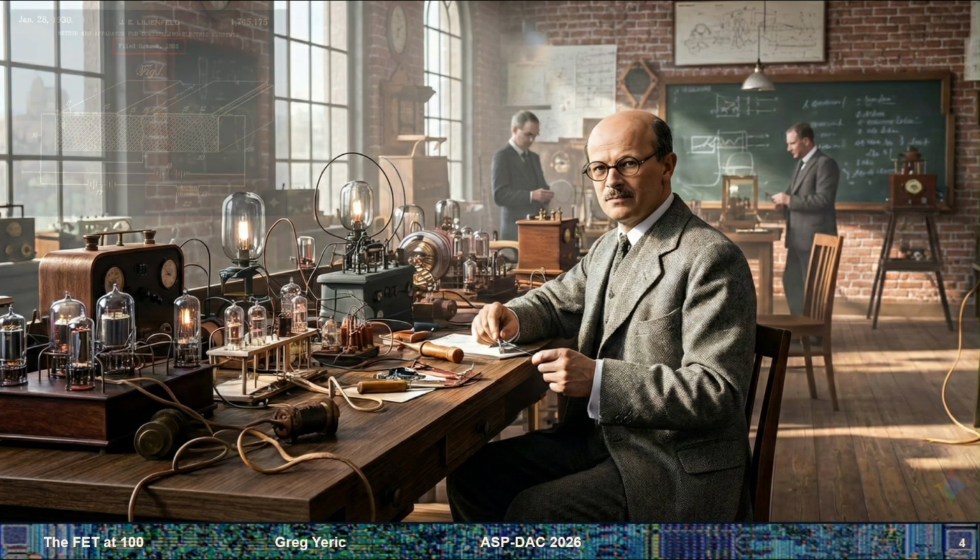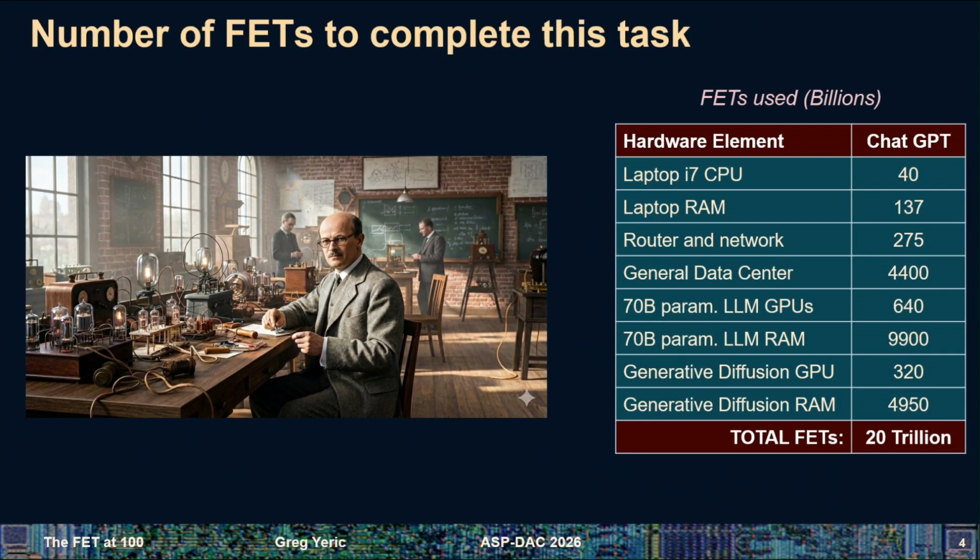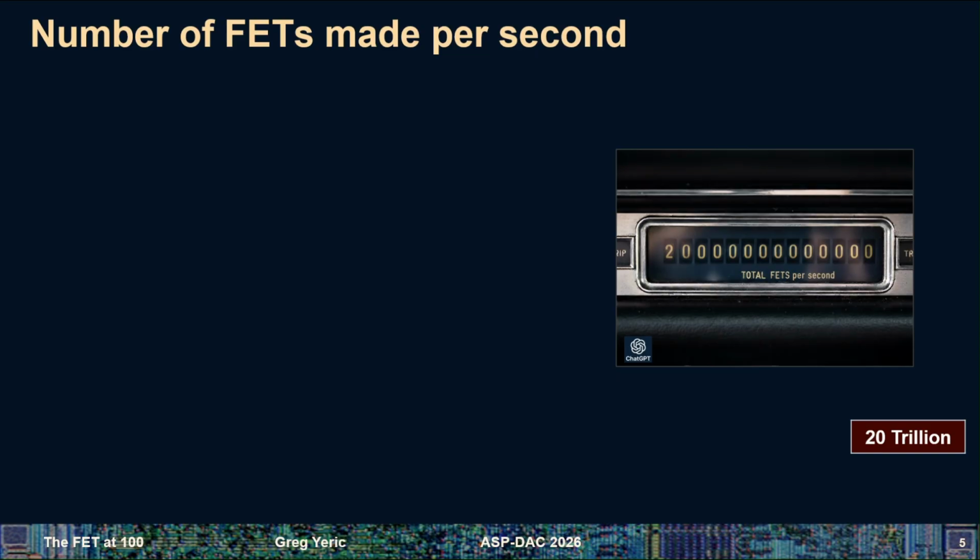Now, to generate this picture from a prompt, ChatGPT's estimate of itself is that this took about 20 trillion FETs, from my own laptop up into the data center and the LLM model and the diffusion model. So 20 trillion transistors just to make one picture, which is an enormous amount of transistors. But when you look at what we're doing today in the world, a low estimate is that we're making 20 trillion FETs per second in the world.